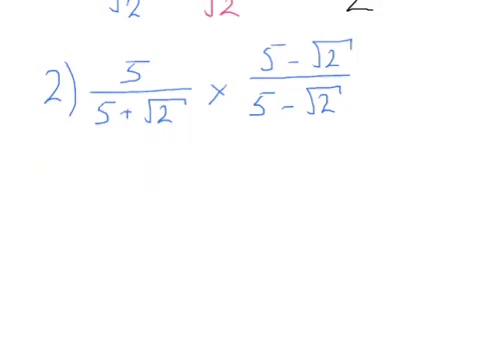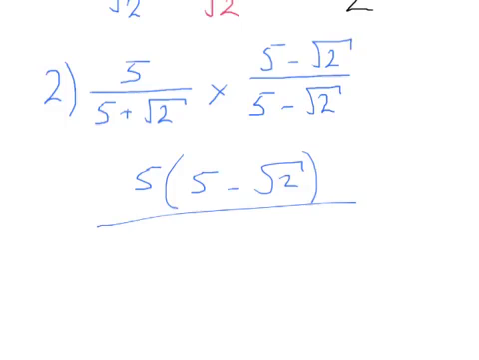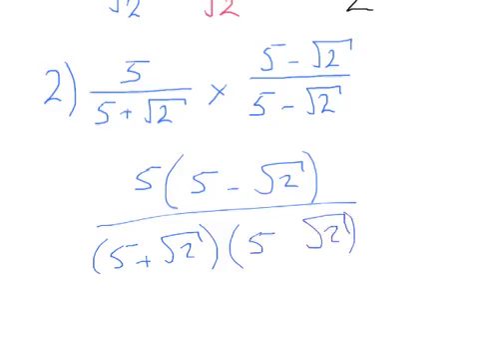So, what have we got? On our numerator we've got 5 lots of 5 minus root 2. And in doing that, all I've done is I've pushed this 5 next to this 5 minus root 2, because they're multiplied together. Then on the denominator underneath, I've got two brackets. 5 plus root 2, 5 minus root 2.